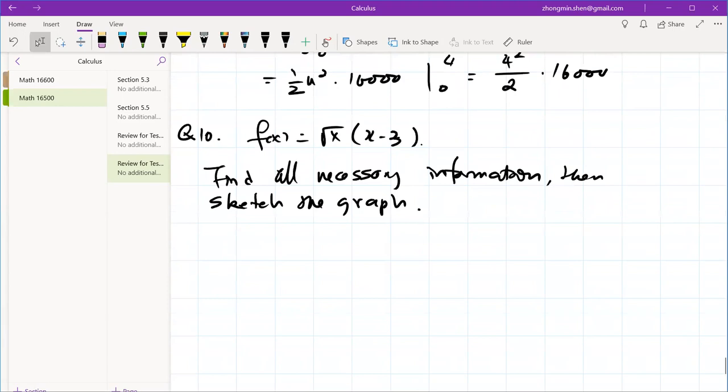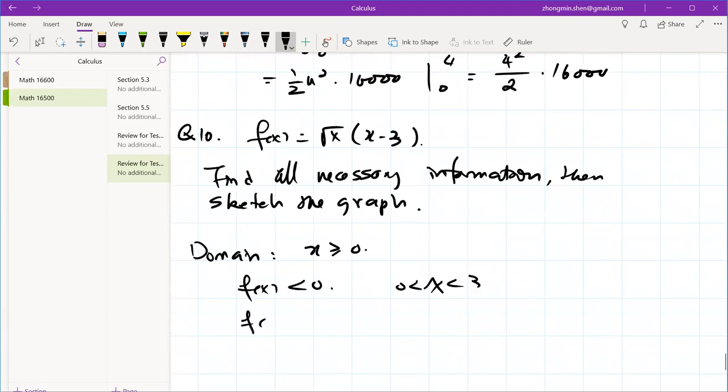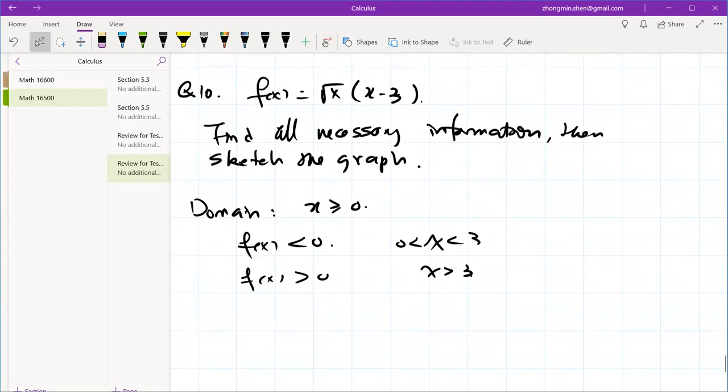Take a look at this function. What's the domain? When you see radicals, you know it's not defined for all x. So the domain will be x greater than 0. If you go beyond that, it's not going to be defined. Okay. I also see that f of x is going to be negative for x between 0 and 3, and f of x is positive if x is greater than 3. So I get a pretty good idea about the graph right now.